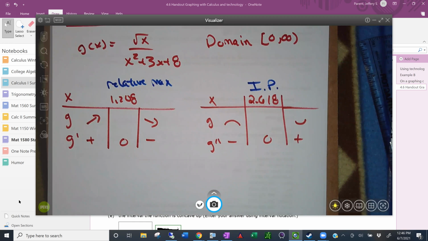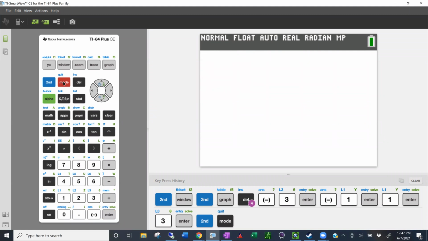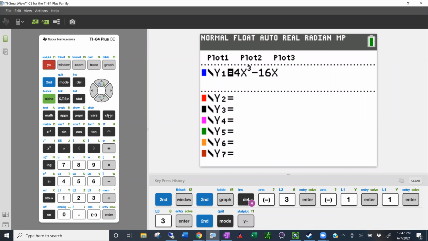The one thing that you're not going to get, I don't think, is if they ask you for an exact value. If they're asking you for something like square root of 3 as opposed to 1.732, you're not going to be able to get that from Desmos or your graphing calculator. Just a real quick mention on your graphing calculator, finding these points is a little bit more challenging. Let me go back and look at our previous example.